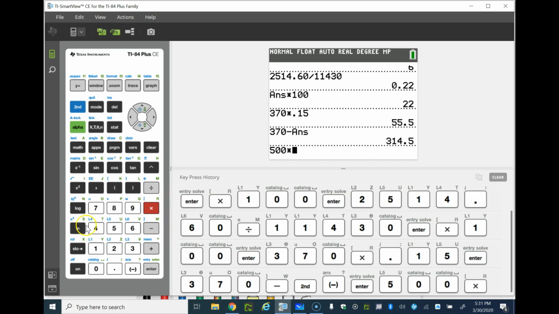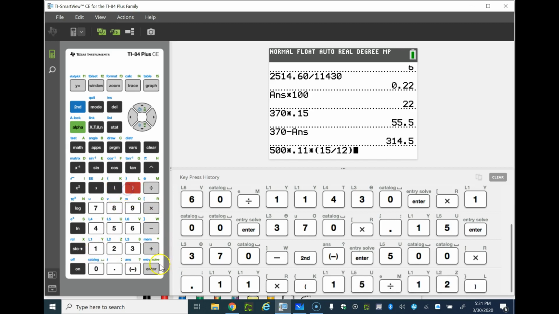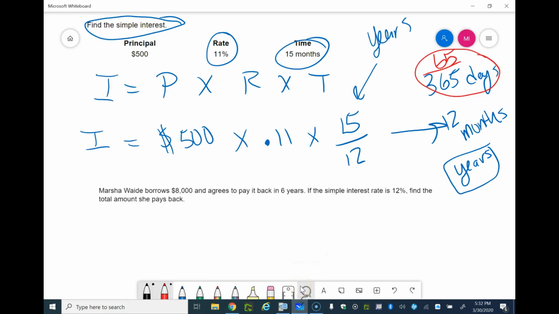Times 0.11 times 15 divided by 12. And then our interest is going to be $68.75 for this particular problem. So $68.75 is the interest.